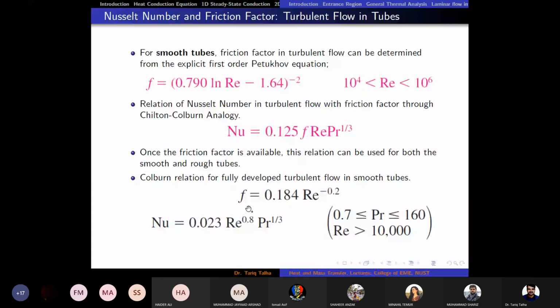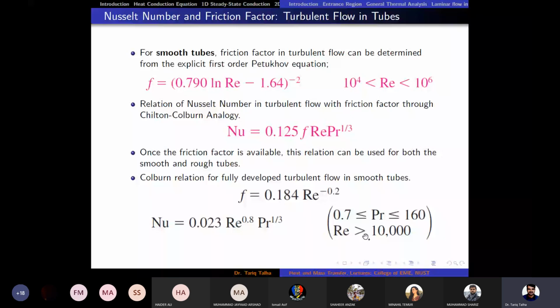So if we use this formula, which is 0.184 Reynolds number raised to the power minus 0.2, then if we put this value in this relation, 0.184 times 0.125 would be equal to 0.023. The Reynolds number, because its power is minus 0.2, would become Reynolds number to the power 0.8, and this would be Prandtl number to the power 1/3 as it is. So usually we use this for the fully developed flow, right? When the Reynolds number is more than 10,000.